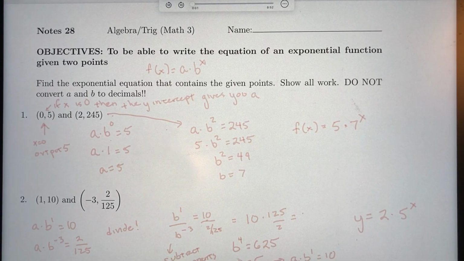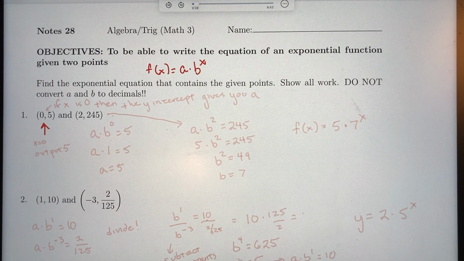So what is this exponential equation that I'm trying to deal with? It is f of x equals a times b to the x. A can be negative, but b has to be positive, and b can be a fraction, a can be a fraction. Neither one of them can be zero.